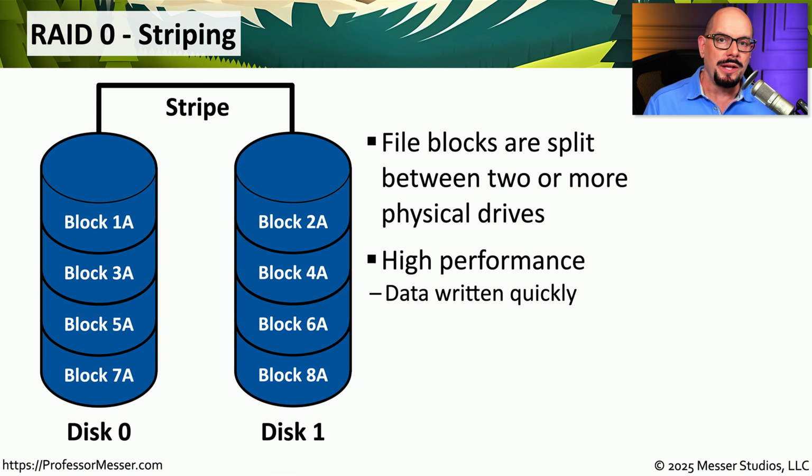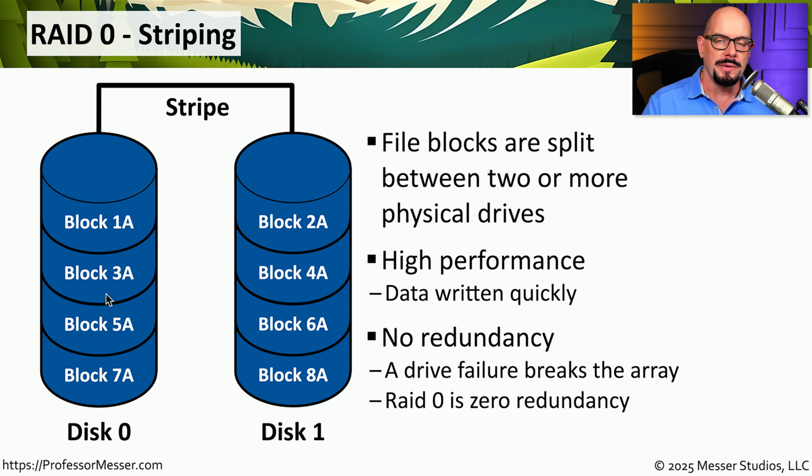RAID 0 is well known for its speed. Because you're writing a little bit of information to multiple drives, you're effectively able to do this faster than writing all of that information to a single drive. The problem, of course, is that if you do lose one of these physical drives, you now have lost access to your data because half of what was there normally is no longer available. For that reason, we often think of RAID 0 as having 0 redundancy.